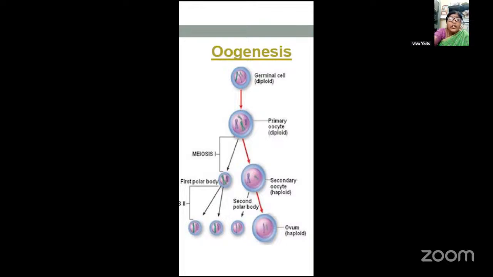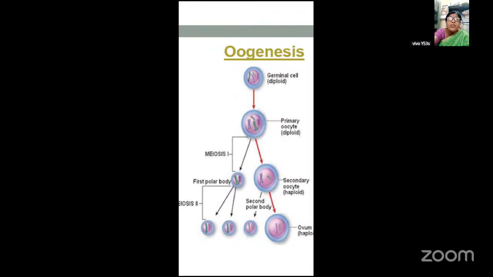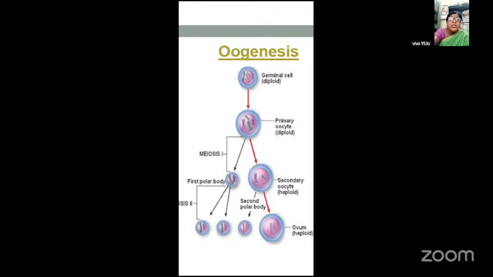It will undergo mitotic division and form a primary oocyte, because you all know mitosis results in diploid cells, whereas meiosis results in haploid cells. Now this primary oocyte undergoes the first meiotic division and forms a secondary oocyte as well as a first polar body.